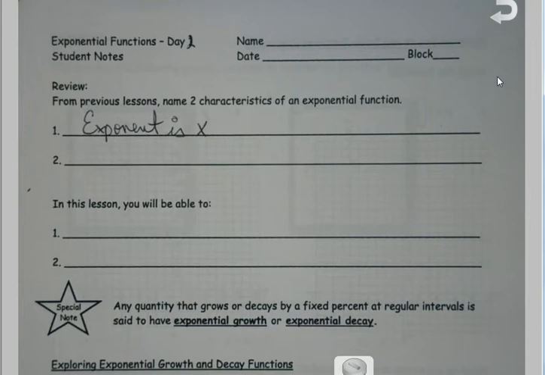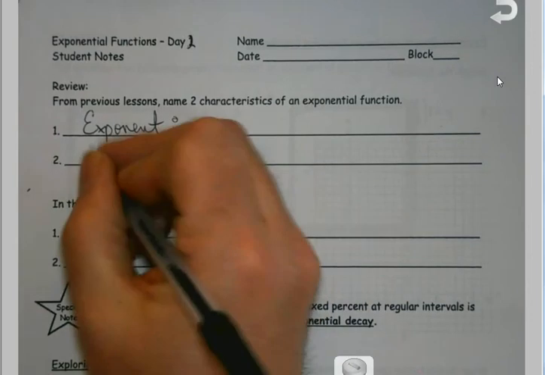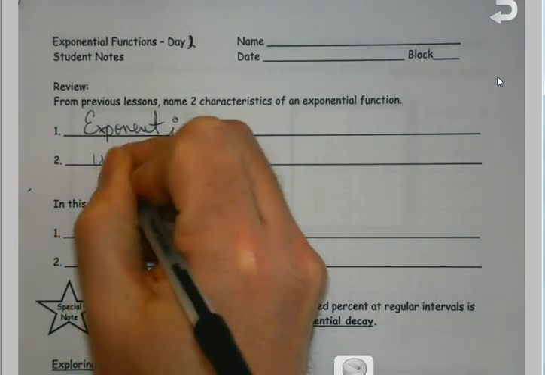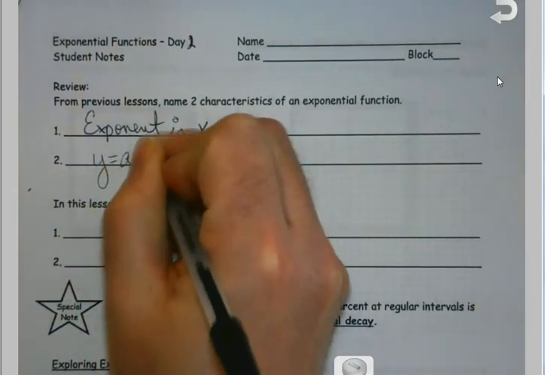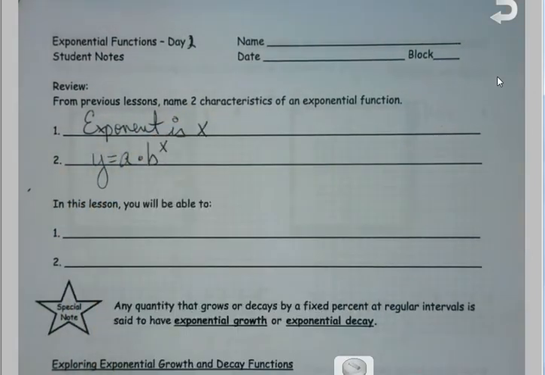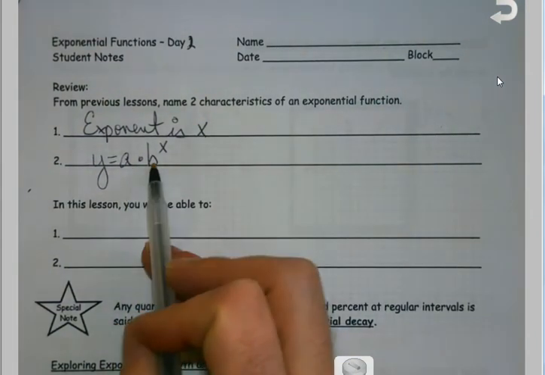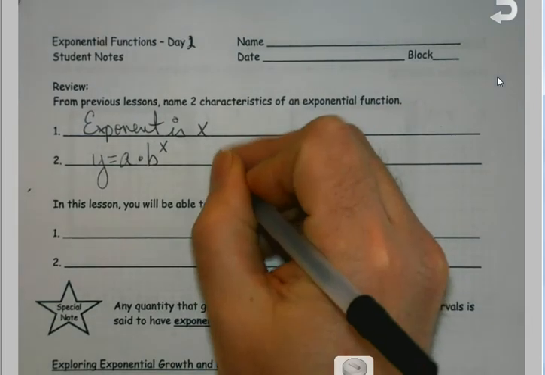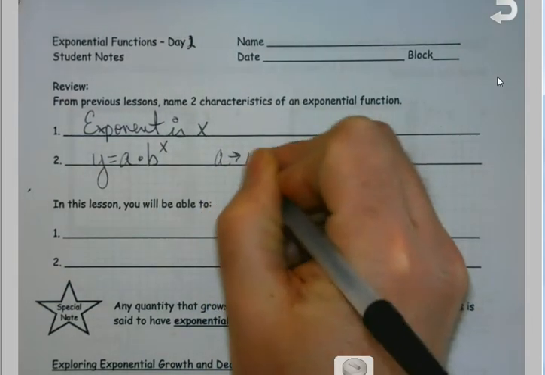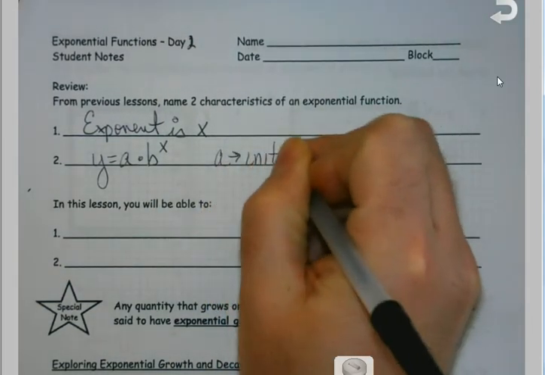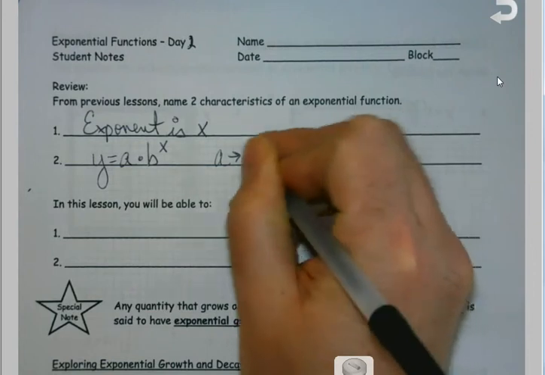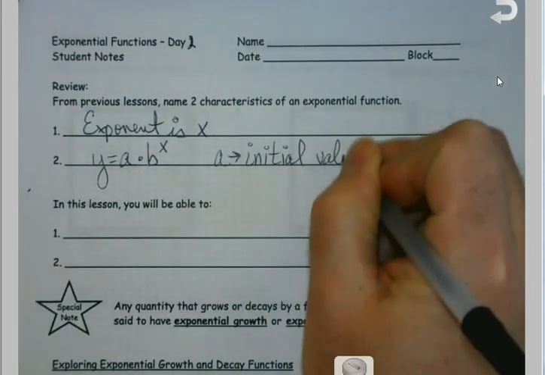And so we kept talking yesterday about this expression, and we're going to talk more about the expression today and less about the calculator stuff. But it looked like this. And we talked a little bit more actually about this a value than we did the b. But just a couple of reminders. A is going to be my initial value.